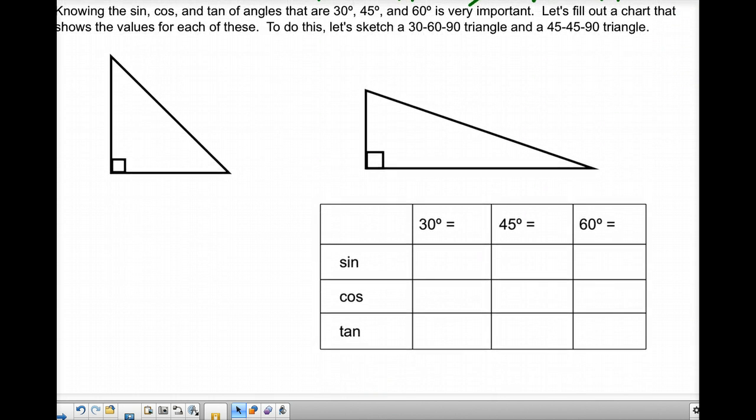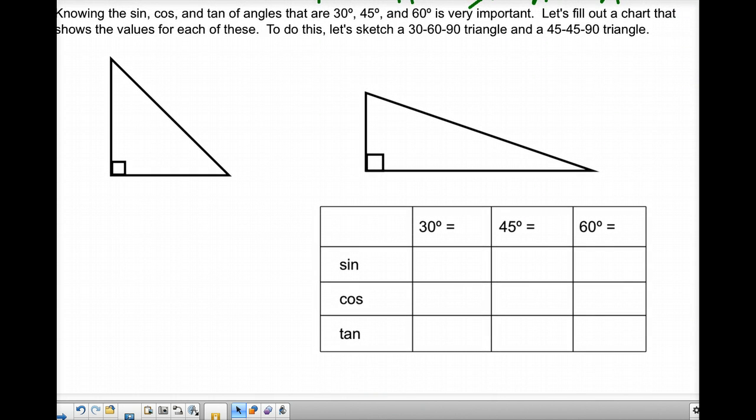Some important values are 30, 45, 60. The trig functions, the SOHCAHTOAs of 30, 45, 60. To help us calculate those, I'm going to remind you of your 30, 60, 90 triangle and 45, 45, 90 triangle. So I'm going to call this one 45. And this one will be my 60, 30.